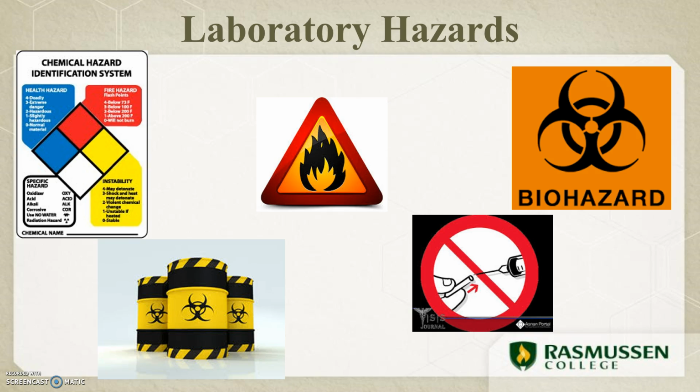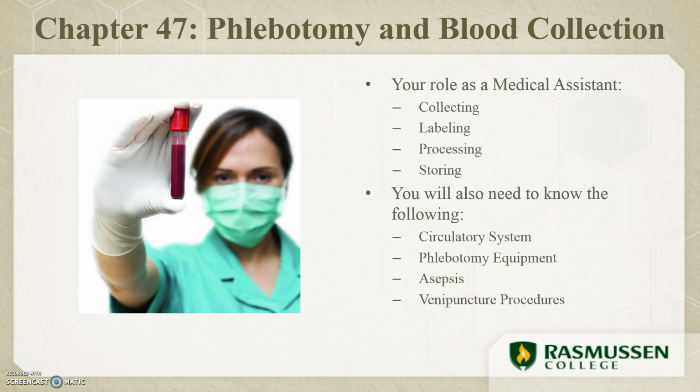The last thing we're going to talk about is 47, which talks about phlebotomy and blood collection. So throughout this, you may hear me say phlebotomy or venipuncture. Know that it means the same thing. So your role during this is you want to properly collect, label, and process and store these specimens. You also want to make sure that in order to do any sort of phlebotomy, you have an understanding of the circulatory system, the equipment, the term asepsis, and the actual procedure itself.